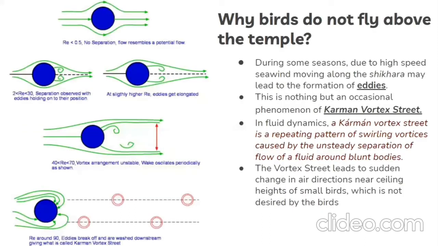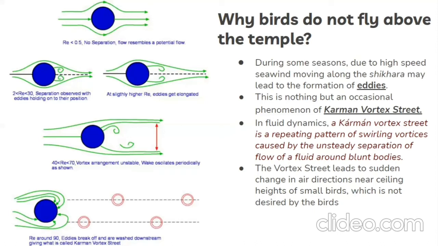Now, here is an explanation why birds don't generally fly over the Sri Mandira. It may not be the case always, but it is possible that during some seasons, high-speed sea wind moving along the Shikhar may lead to the formation of eddies. This is nothing but an occasional phenomenon of Karman vortex street. In fluid dynamics, the Karman vortex street is a repeating pattern of swirling vortices caused by an unsteady separation of flow of a fluid around a blunt body.